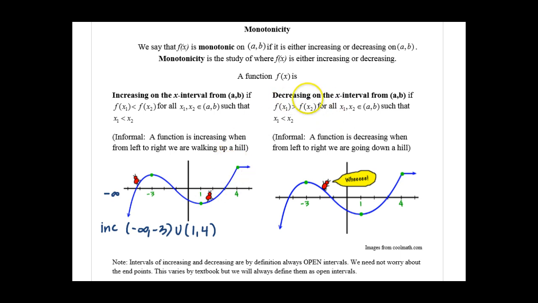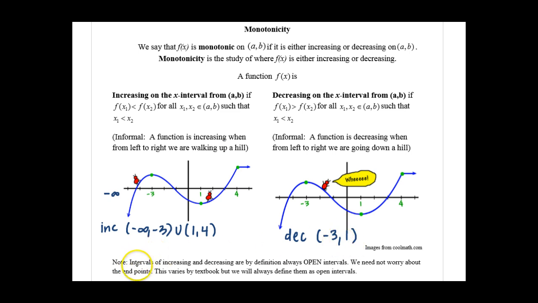Whereas on the other hand, a function is decreasing on an interval if now f of x1 is greater than f of x2. So as I move from left to right, the values start out greater and then get smaller. So the y values start going down. So informally, a function is decreasing when from left to right, we're going down a hill, or the y values are getting smaller. So now here's the little ant from negative 3 to 1. This little ant is walking, or sliding in this case, down a hill. So we have a decreasing interval from negative 3 to 1.